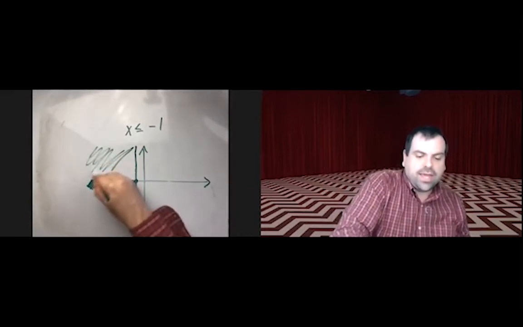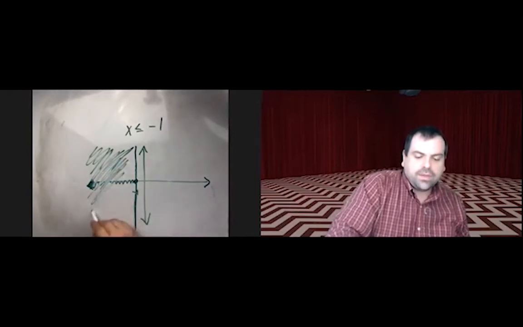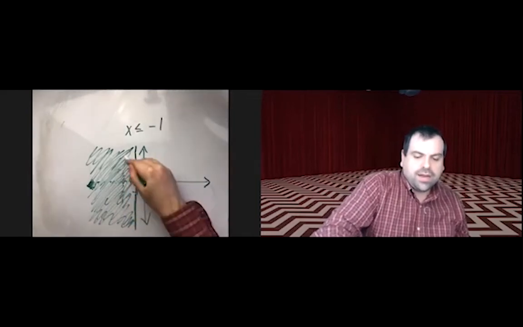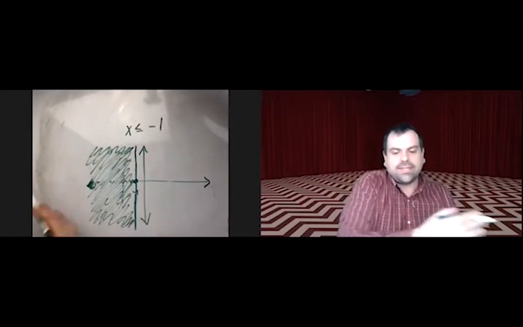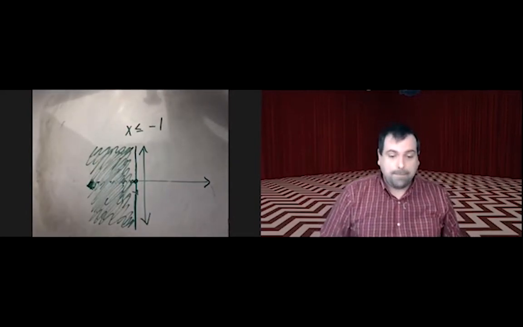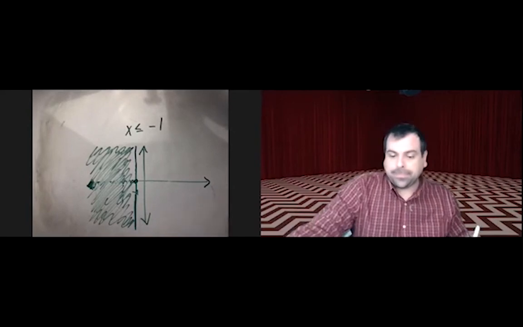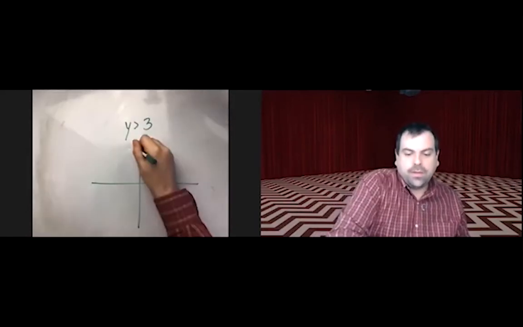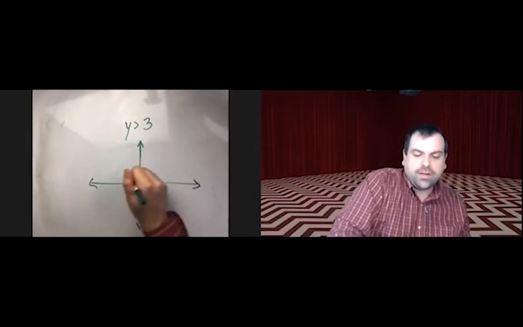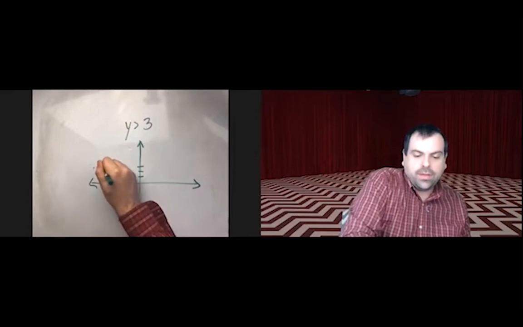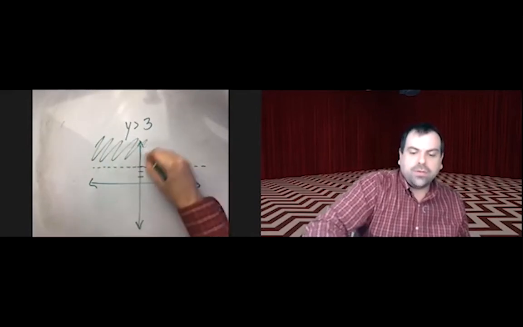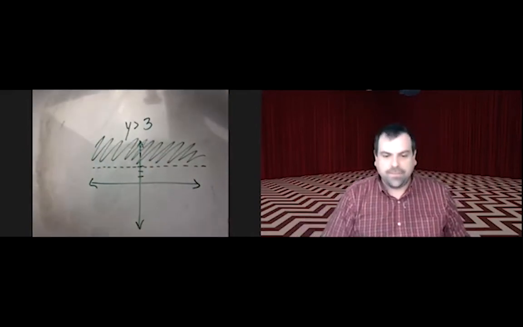And instead of just shading on the x-axis on the number line, when we're on the xy plane, we shade everything to the left, everywhere that x is less than or equal to -1. Likewise, what if we had y is greater than 3? Well, we find y equals 3. It's a dashed line because there's no or equal to, and everywhere where y is greater than 3 would get shaded.